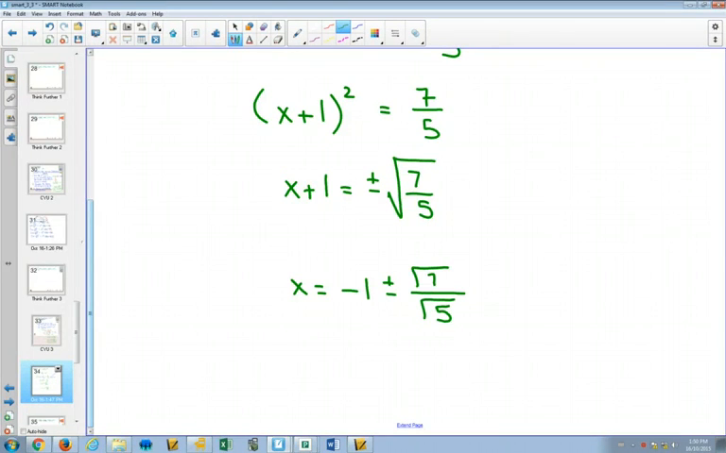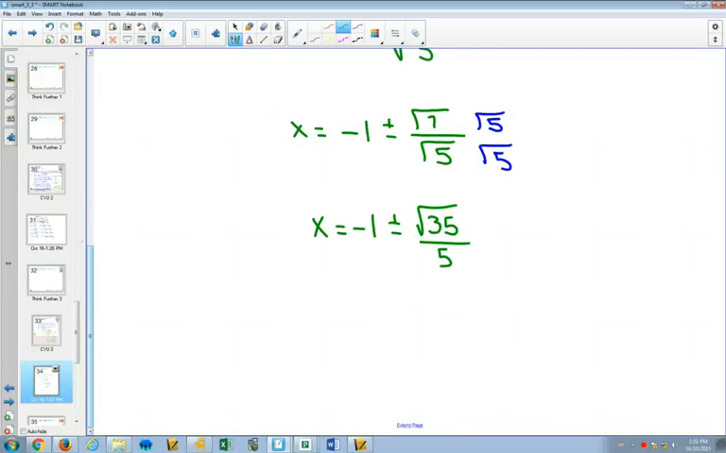Is that in simplest form? No, because in simplest form, we're not allowed the square root on the bottom. Okay? So we would need to multiply the bottom by square root of 5 and the top by the square root of 5. And we would get x equals negative 1 plus or minus the square root of 35 over 5. And I would accept that as a final answer.